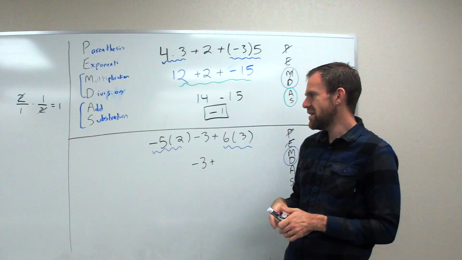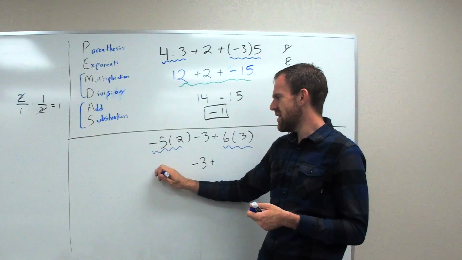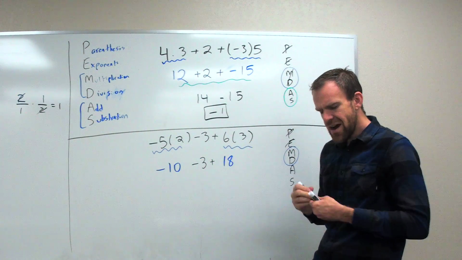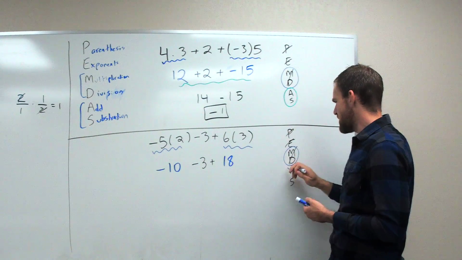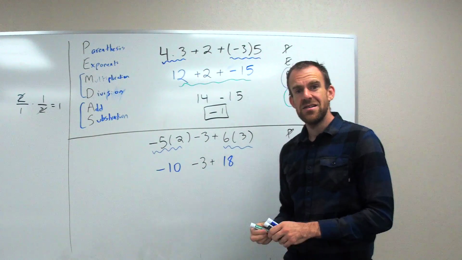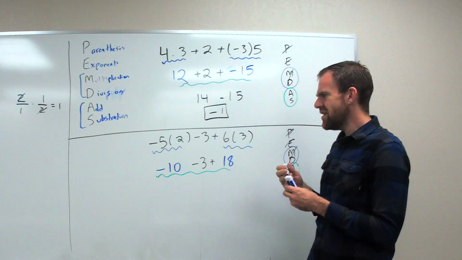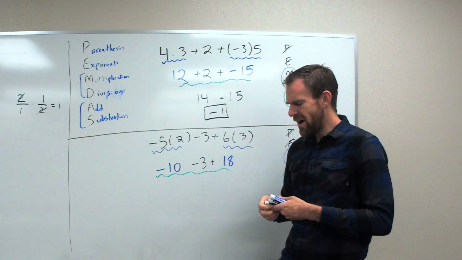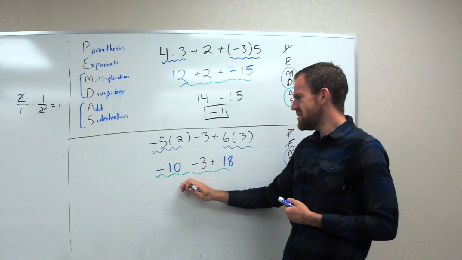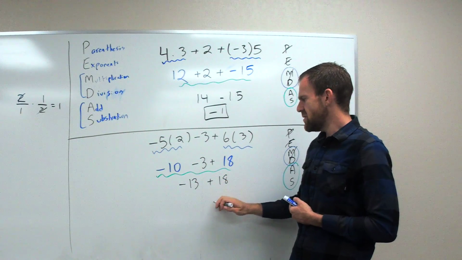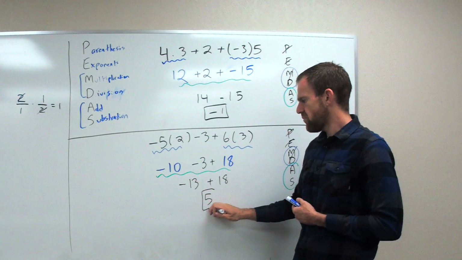We're removing the ability to add -3 and 6 by writing it down there. Now we'll do our multiplication. -5 times 2 is -10. 6 times 3 is 18. From there, I've completed my multiplication and division. I'll do my addition and subtraction. Since all of these terms are added and subtracted, I'll go from left to right. So -10 minus 3 is -13 plus 18. -13 plus 18 is 5.